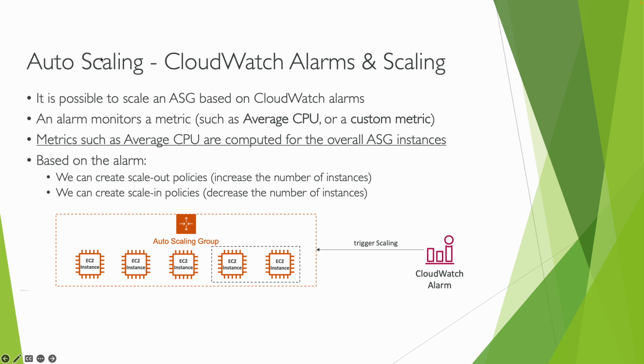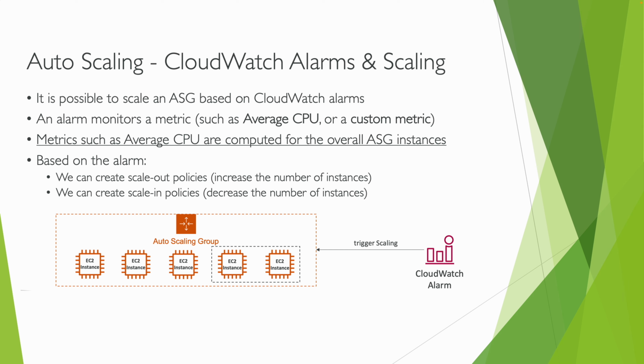Coming to the next point, we can also do auto scaling using CloudWatch alarms. It is possible to scale an auto scaling group based on CloudWatch alarms. We'll cover CloudWatch alarms in the next classes, but for now keep in mind that CloudWatch means it will watch the cloud. As the name suggests, it will watch all the services in the cloud. So you can create alarms on different services in AWS, and you can trigger some events when you get some alarms. Say I want to create a CloudWatch alarm on my EC2 load balancer.